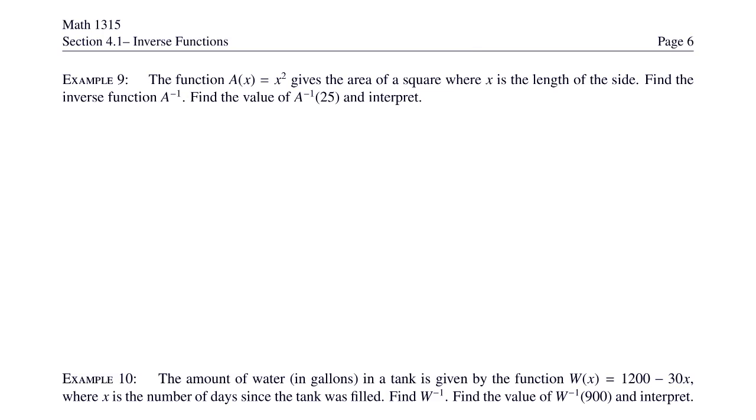All right, let's look at example 9. The function A of x is equal to x squared gives the area of a square where x is the length of the side. Find the inverse function A, find the value of A inverse of 25, and interpret. So let's rewrite this as y equals x squared. Switch the x's and the y's. Solve for y. So we get the square root of x is equal to y, and that is the inverse function for A.